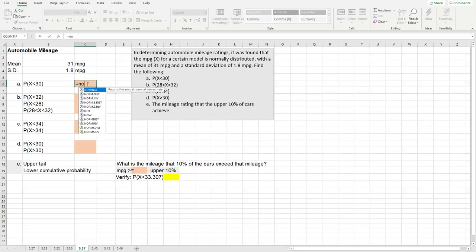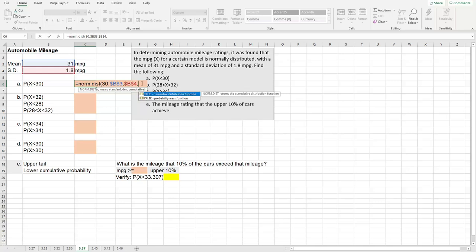So let's put the formula norm.dist, and then our x here is 30, our mean is 31, and our standard deviation is 1.8. And the cumulative is set to true.